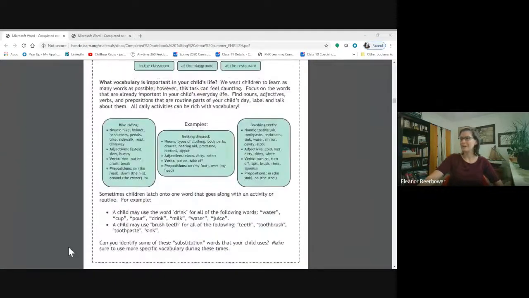And so this just helps give more information about expanding those words. And then also identifying some maybe go-to phrases that your child uses for everything. Like maybe they use the word drink for the words water, cup, pour, drink. They use it in all different ways. So it just gives some more information about expanding vocabulary.